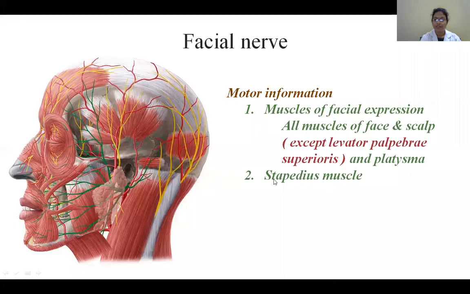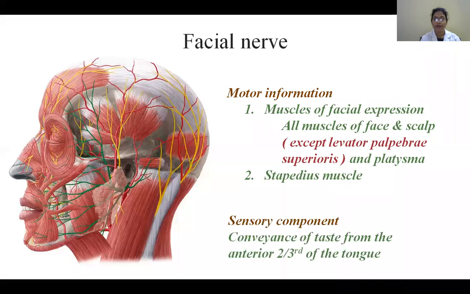Along with these muscles, it also innervates the stapedius muscle, which is a small muscle present in the middle ear, which anchors the footplate of the stapes to the middle ear. It also carries sensory information, that is, taste from the anterior 2/3 of the tongue. So these are all the functions of the facial nerve.